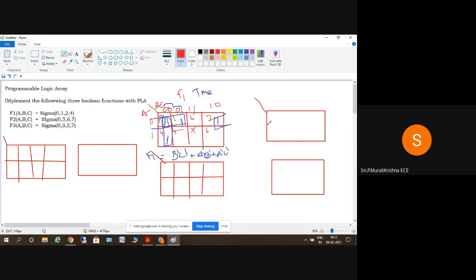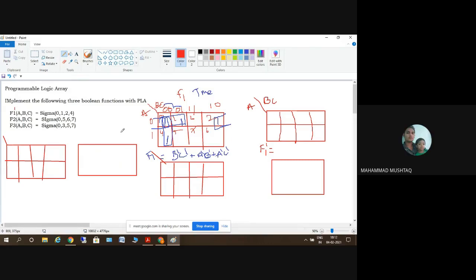In case of PLAs, we have to find two forms here. One is the true form, and the other one is the complement form. I want to find F1 and F1 bar. So how can we find F1 bar? With the help of the truth table. F1 of ABC is equal to sigma of 0, 1, 2, 4. If I want F complement, what do I have to do?